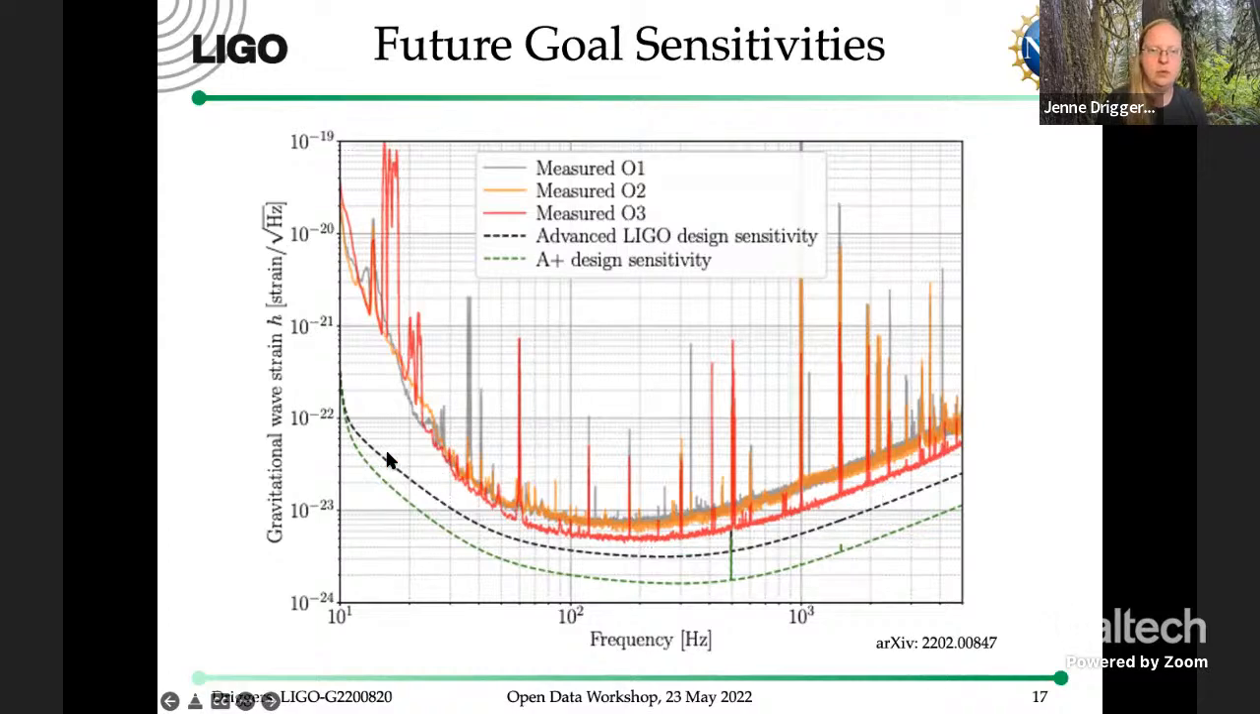As we go forward, we hope to achieve our design sensitivity of the originally envisioned hardware, in the black trace. And even further, we are planning, designing, and already starting to install technologies in our current facilities to enable us to go even farther, to hopefully achieve this green dashed line of sensitivity. Over the next few years, we will continue making improvements to the detectors to further improve the quality of the data that we send out to the Open Science Center.